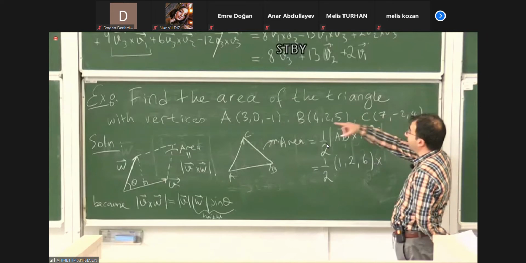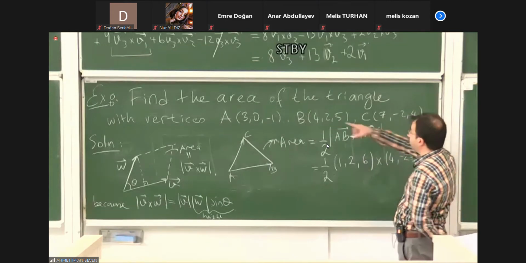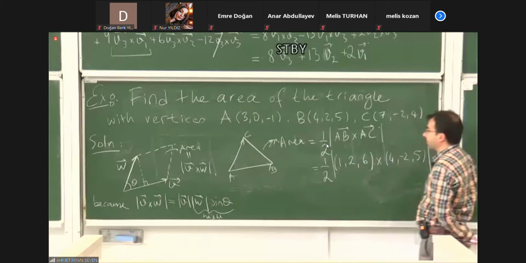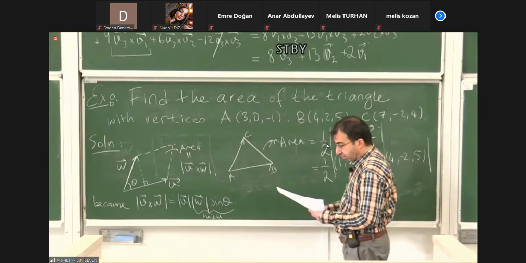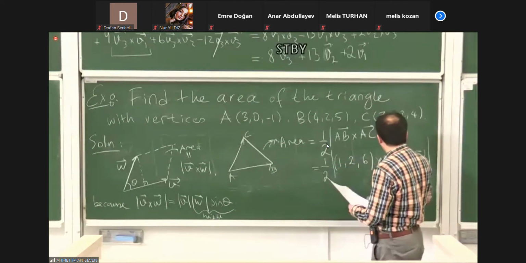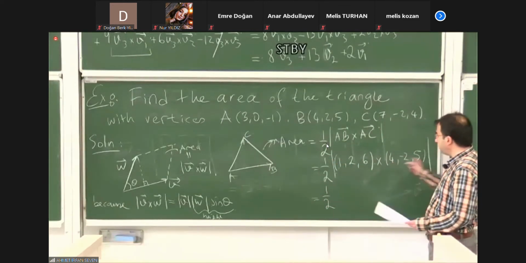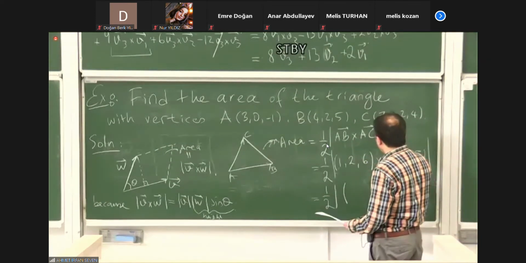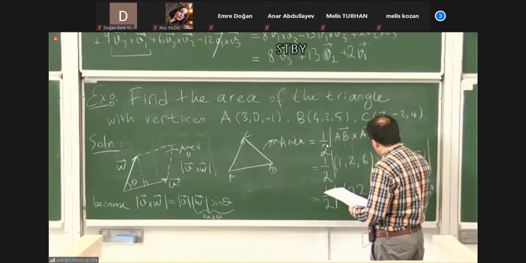So it will be 7 minus 3, which is 4. Minus 2 minus 0, which is minus 2. 4 minus minus 1 is 5. And the length of this thing. All right. Okay, so let's compute this cross product vector. Well, let me not write it here. You can compute. I will just write the result. So this cross product, if you compute, it will be something like 22, 19, minus 10.